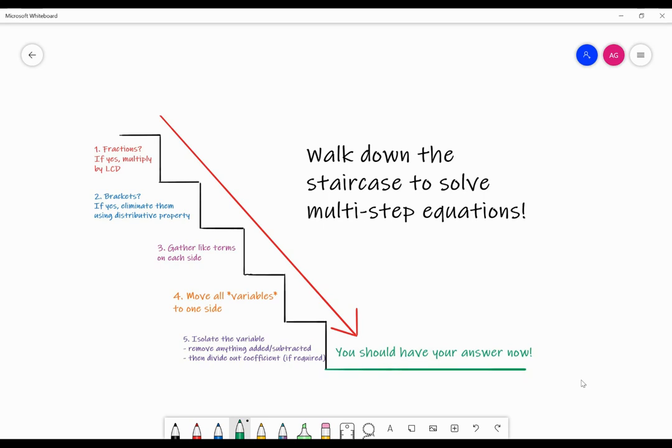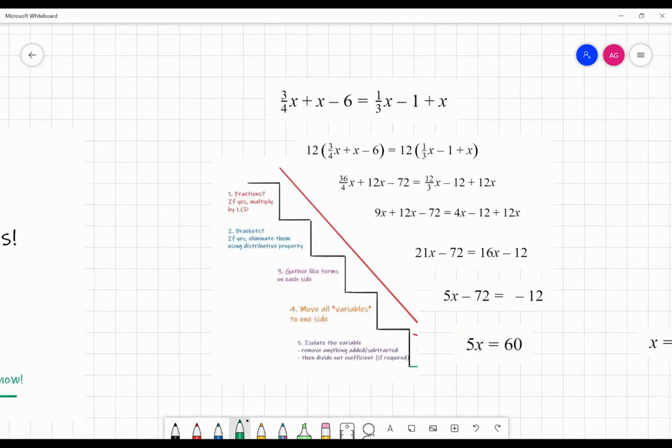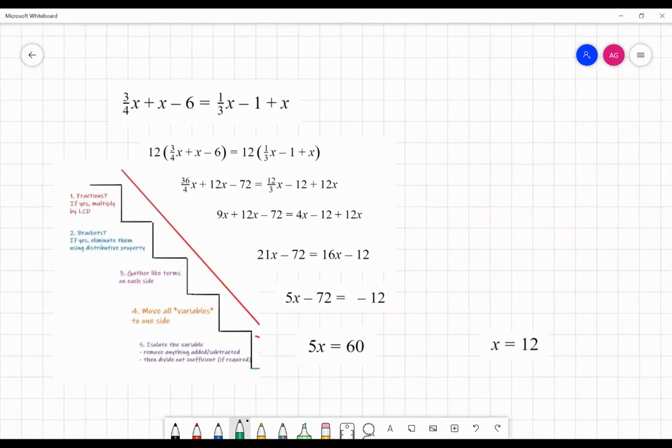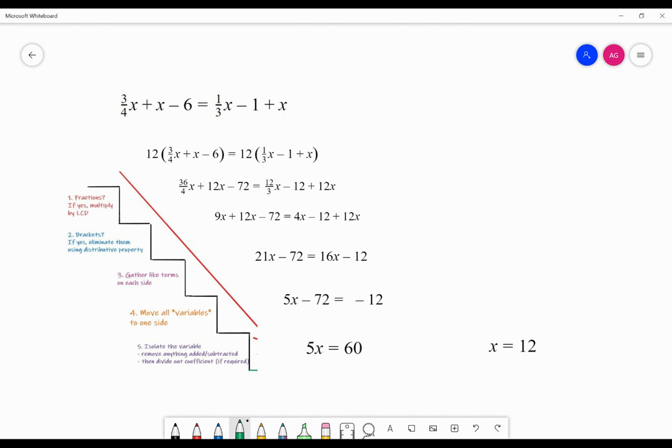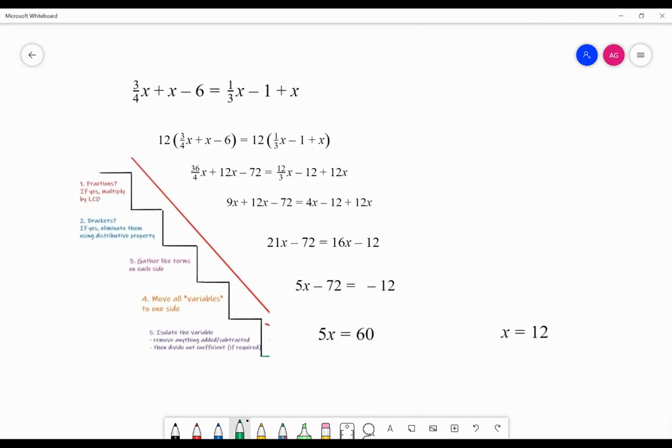So now that you've learned a little bit about how to walk down the staircase to solve multi-step equations, and you've had a chance to look at this on the website, I'm going to give you a specific example, and I'm going to walk you through the steps. This is going to go pretty quick, so what I suggest you do is pause this video at each step to make sure you know exactly what I've just done.